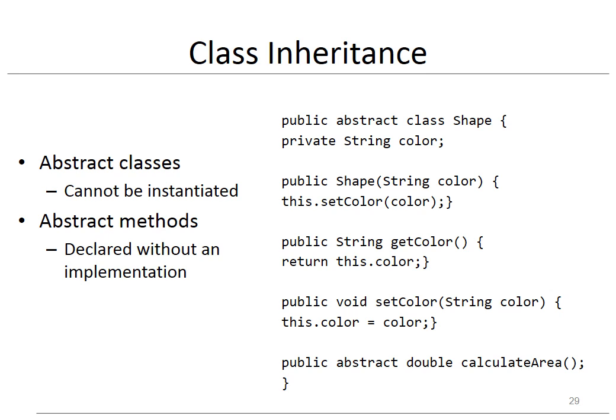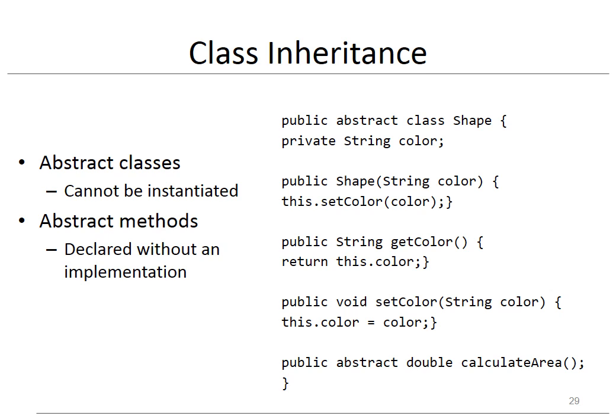Abstract classes can be declared using the keyword abstract in a class declaration, as you can see here. Abstract classes can have both implemented as well as abstract methods. Abstract methods are declared without an implementation. For a shape class, you can see that the calculate area method has been declared as abstract, since it will be implemented differently for a rectangle, circle, or triangle.